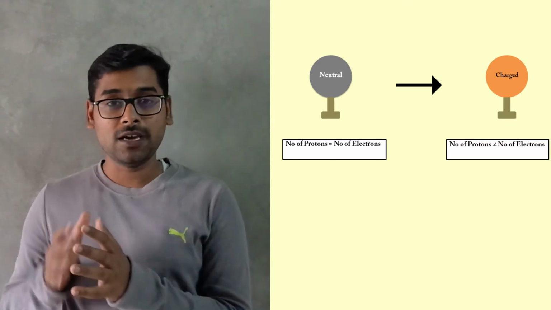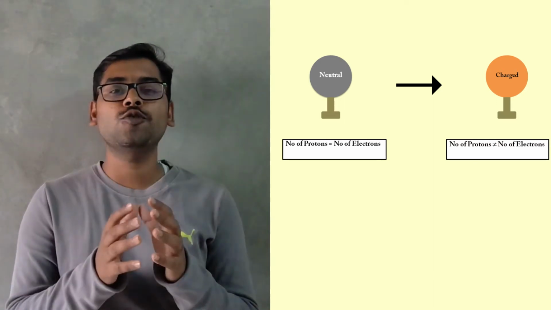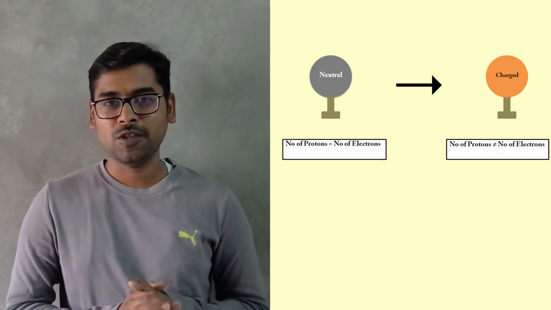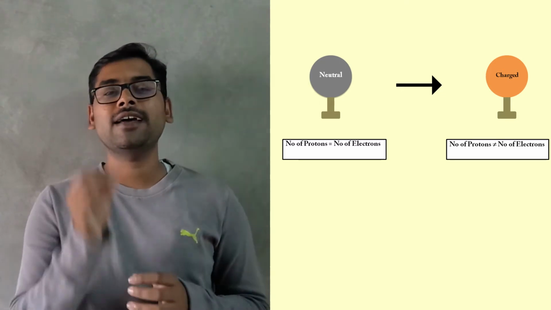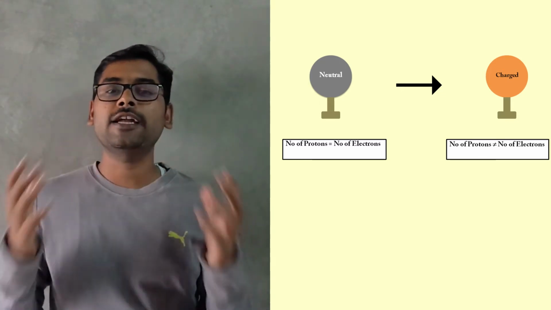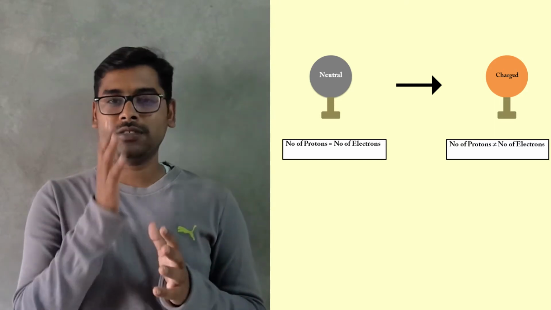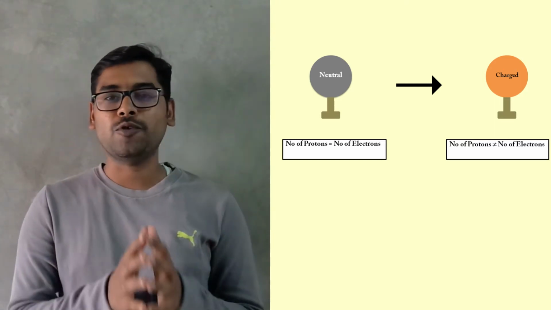Protons are very heavy compared to the electrons, and they are held in the nucleus by a strong nuclear force. So moving protons in and out of the body is not possible. On the other hand, electrons are lightweight and they are relatively free. We can move the electrons in and out of the body to make that body charged.